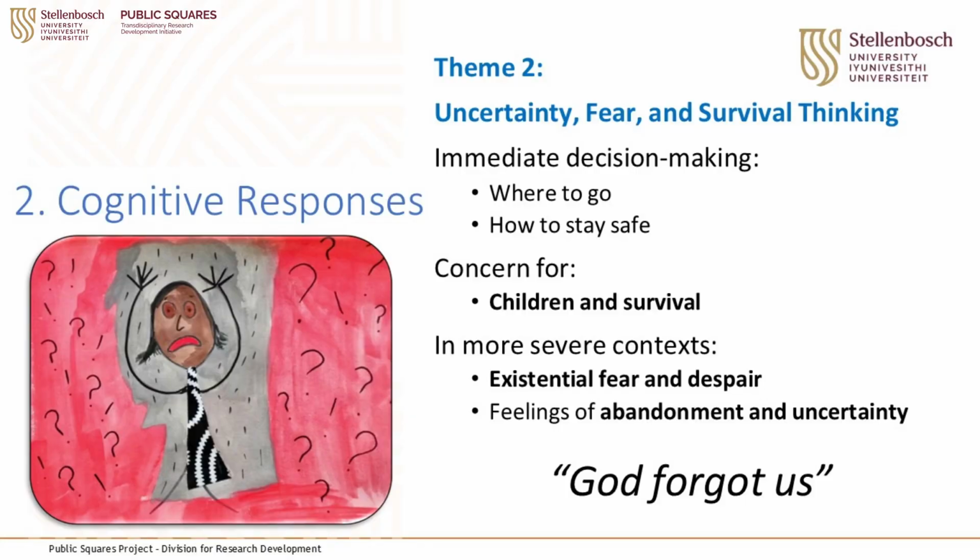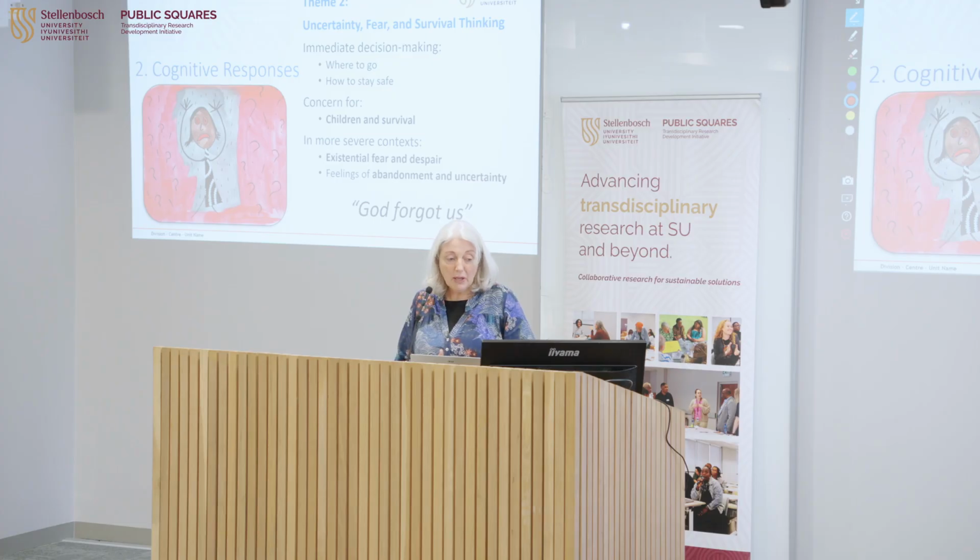The second theme was to examine cognitive responses. What came out of this were elements of uncertainty, fear, and survival thinking: where to go, how to stay safe, concern for children, and just basic survival. And in more severe contexts, people demonstrated through their stories, and through the analysis of their stories, existential fear and despair, with feelings of abandonment and uncertainty.